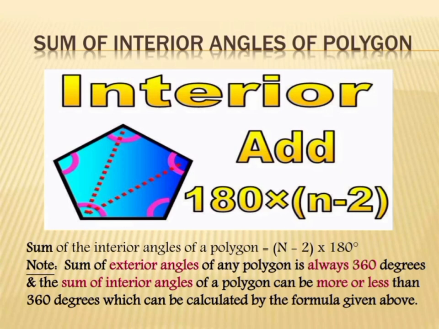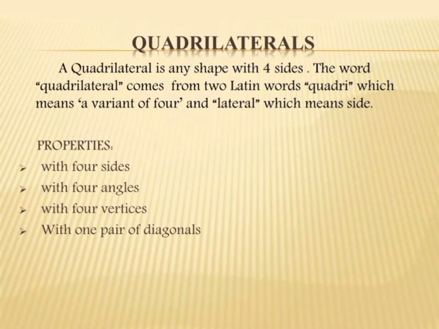The next topic is the main topic, quadrilaterals. A quadrilateral is any shape with 4 sides. The word quadrilateral comes from 2 Latin words, quadri, which means a variant of 4, and lateral, which means side. Properties of a quadrilateral: 4 sides, 4 angles, 4 vertices, and 1 pair of diagonals.